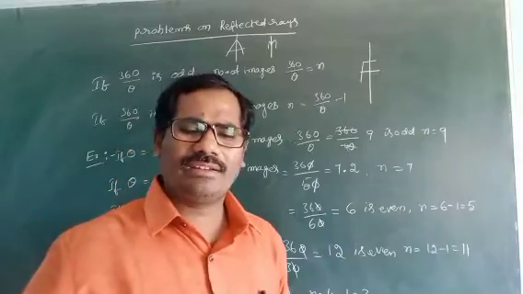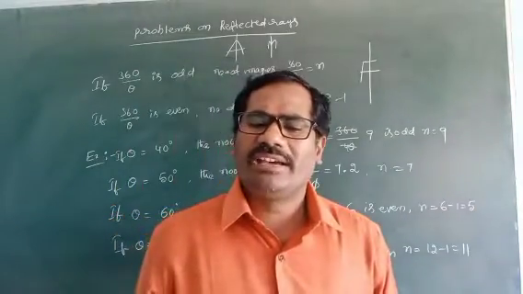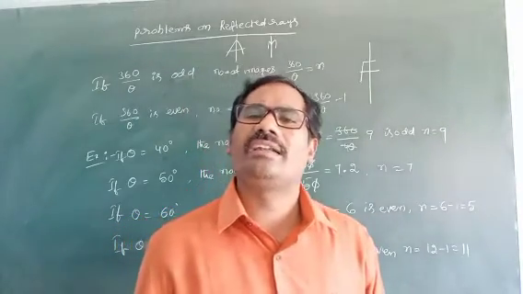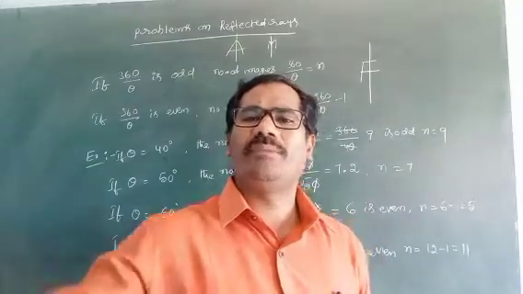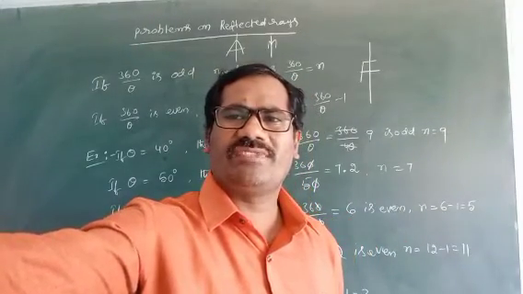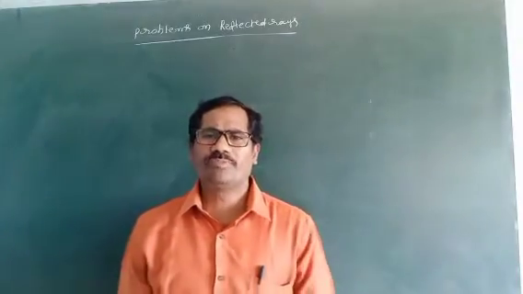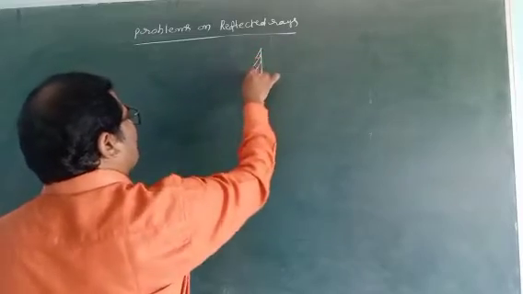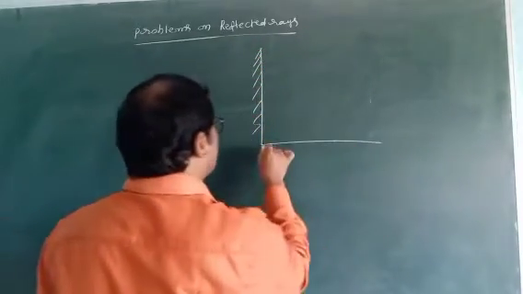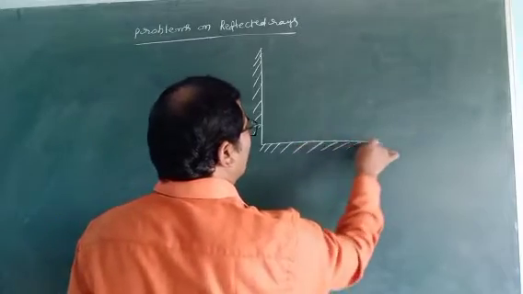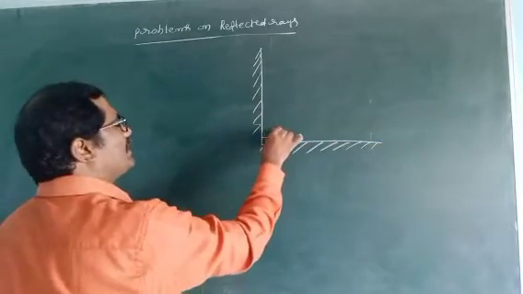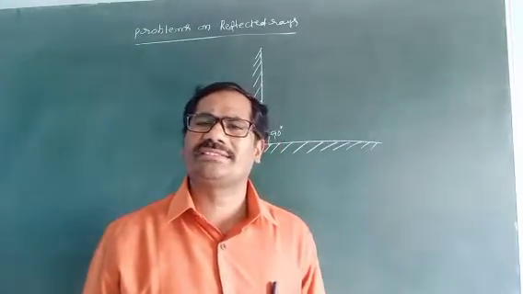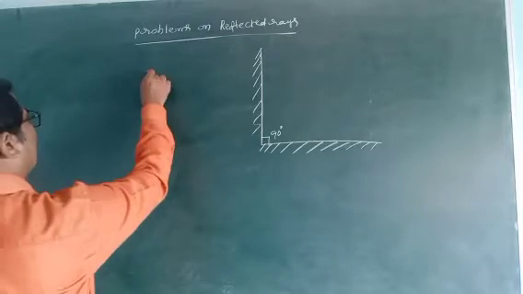Next, images formed by a pair of plane mirrors placed perpendicular to each other or parallel to each other. How many images are formed? Listen, both mirrors are perpendicular to each other. That is the first mirror, that is the second mirror. The angle between the two mirrors is 90 degrees. How many images are formed? Directly write it.